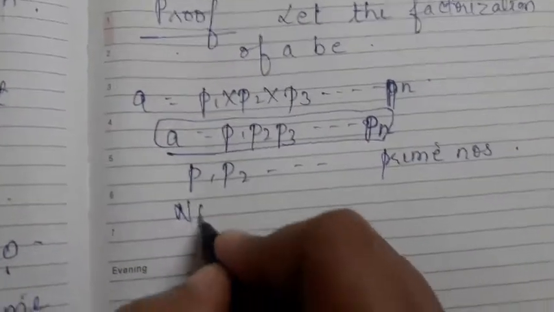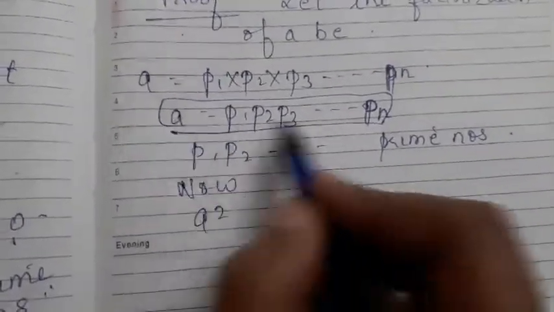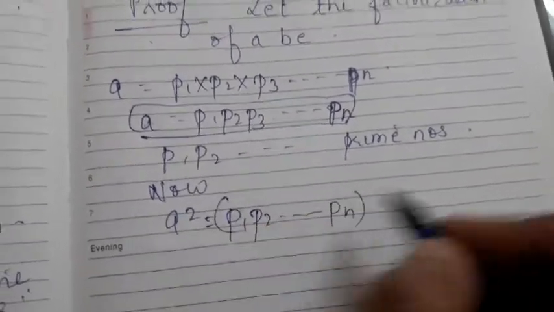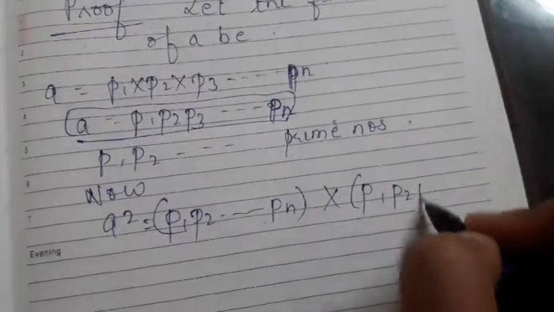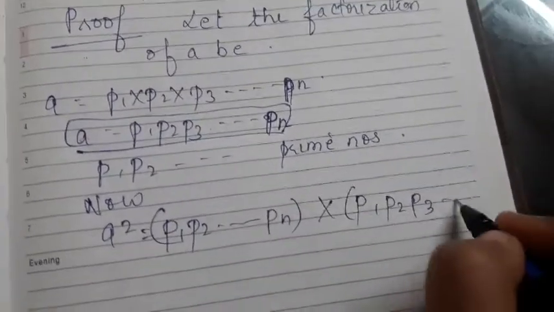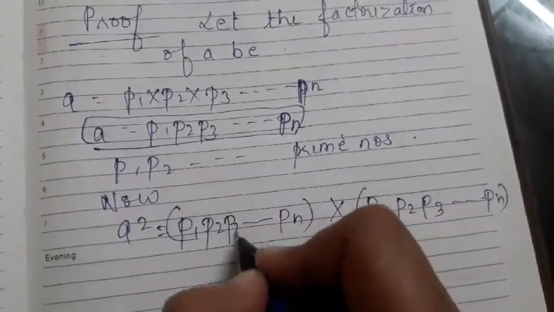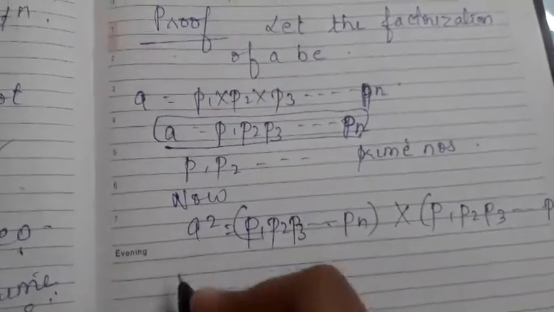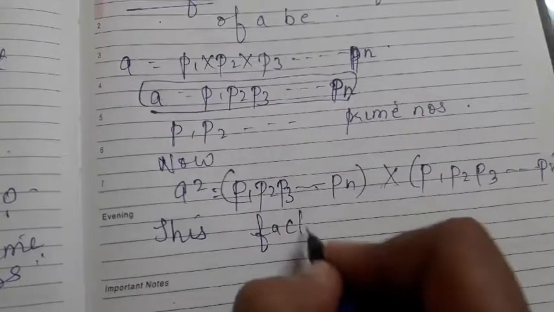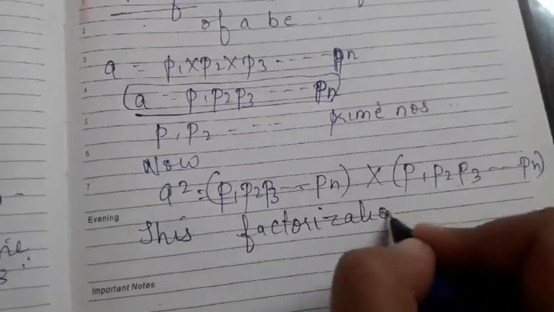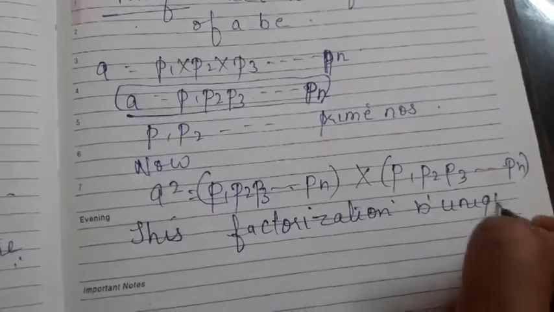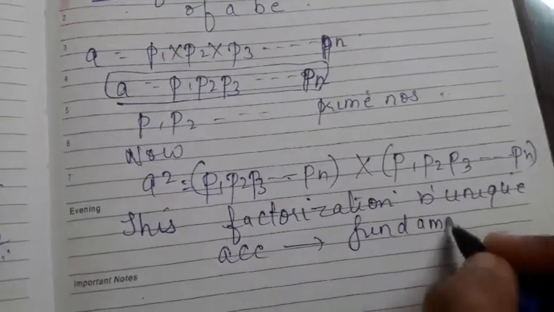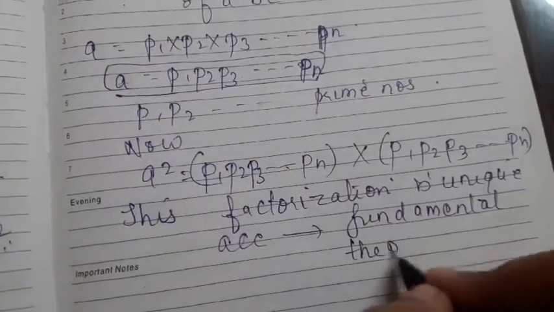Now, what will be a square? This is a. What will be a square? a square will be p1, p2 up to pn multiplied by again p1, p2, p3 up to pn. So this into this will give you a square. Now this factorization, you know, is unique according to the fundamental theorem of arithmetic.